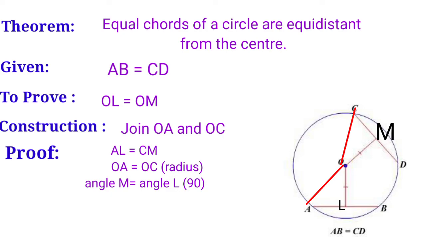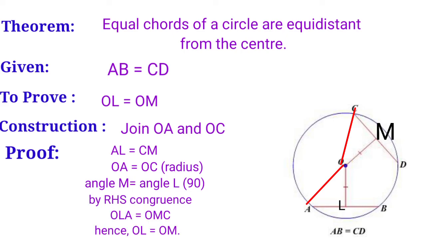OA is equal to OC, that is the radius of the circle. Then again by the RHS congruency, because angle L and angle M are 90 degrees, triangle OLA is congruent to triangle OMC. So OL is equal to OM. Hence AB and CD are equidistant from the center O.